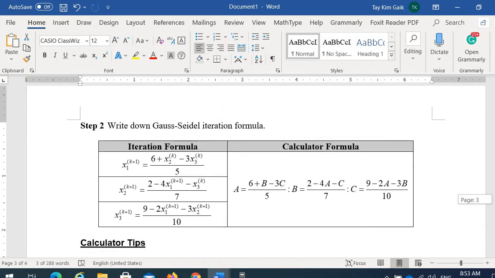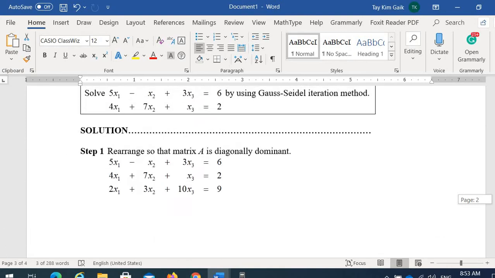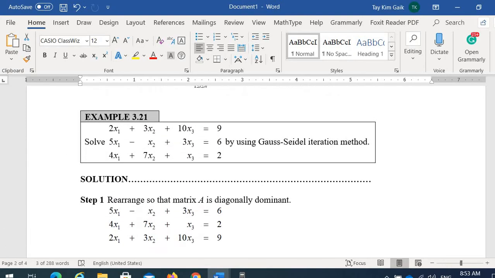We are going to solve it using the normal calculator mode, and later on using the spreadsheet mode. Let's look at the specific example. Solve this linear equation: 2x1 plus 3x2 plus 10x3 equal to 9, 5x1 minus x2 plus 3x3 equal to 6, and then 4x1 plus 7x2 plus x3 equal to 2.